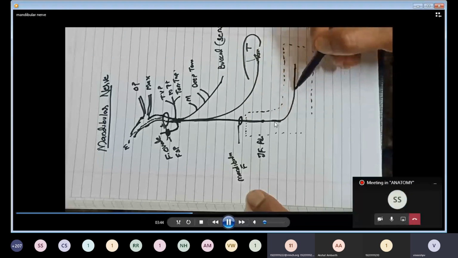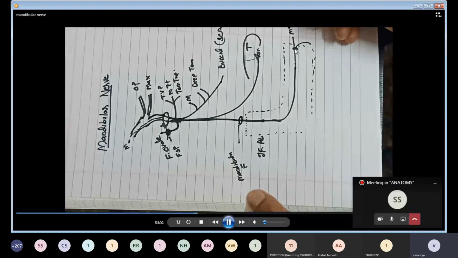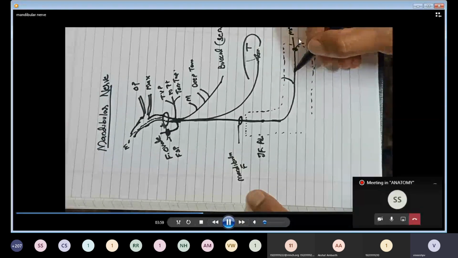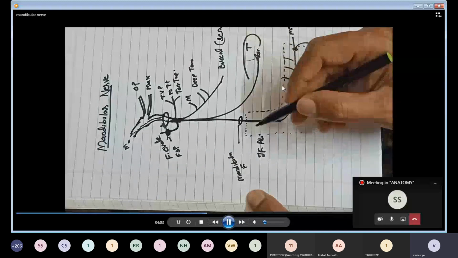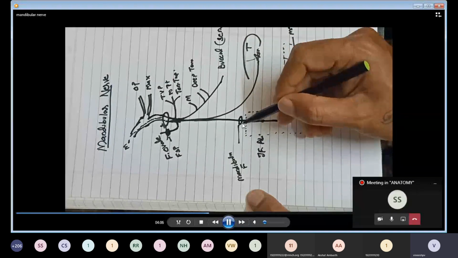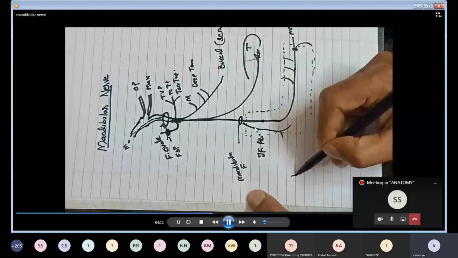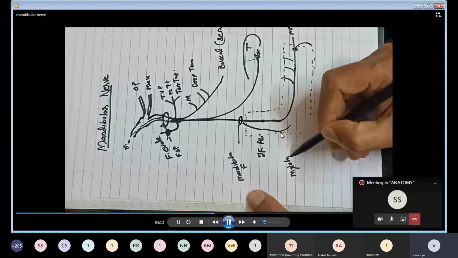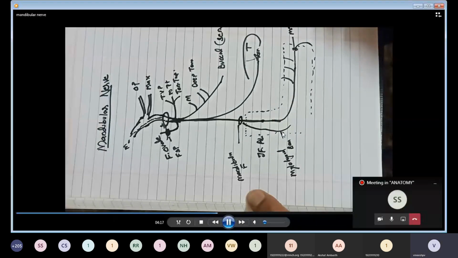It enters the mandibular foramen and travels within the mandible, then comes out through the mental foramen as the mental nerve. And the incisive, as I told, there are incisive branches which supply all the things. Just before it enters the mandibular foramen, it gives a branch, that is the mylohyoid branch. It runs in the mylohyoid groove.